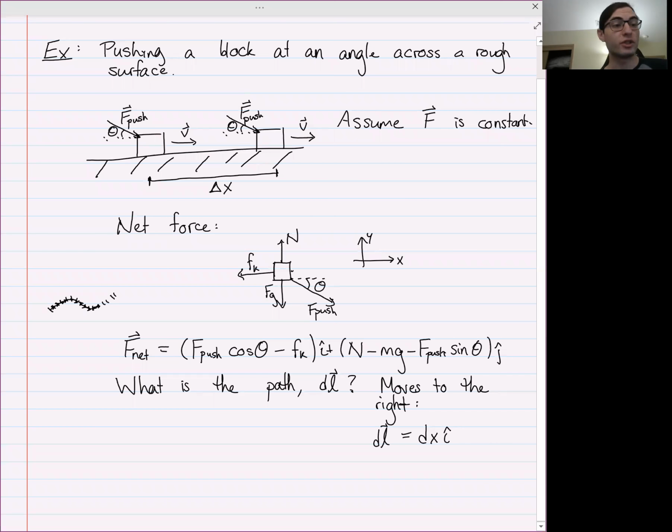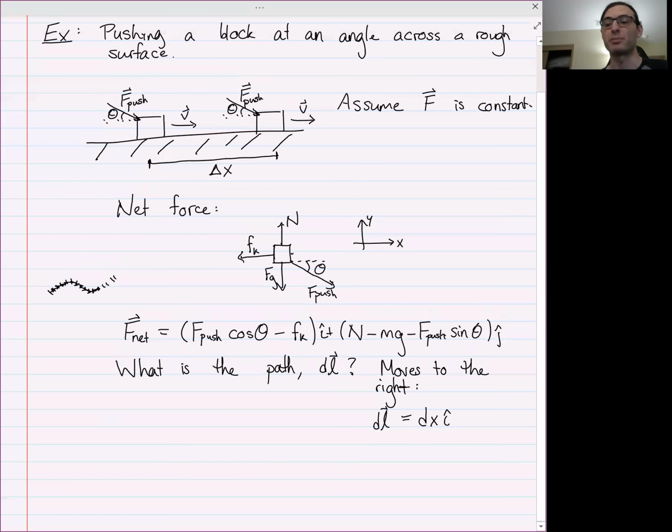So the whole point of doing this is that we want to be able to parameterize our path in terms of the variables that might be present in the problem. So in our case, we're parameterizing it in terms of the coordinates x and y. If the block was moving up a little bit, DL might be dx I hat plus dy j hat, for example, if it was moving up and to the right at a 45-degree angle.